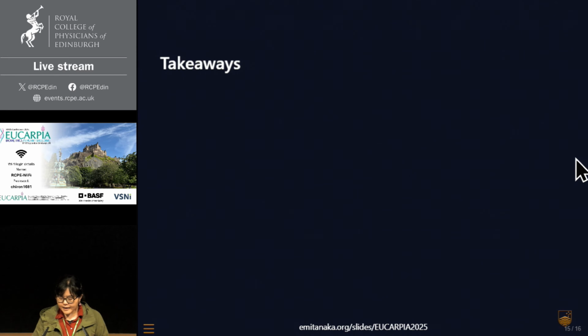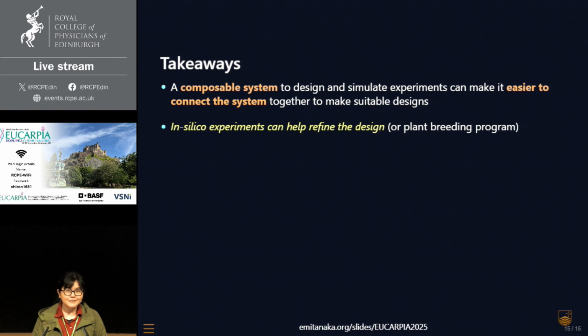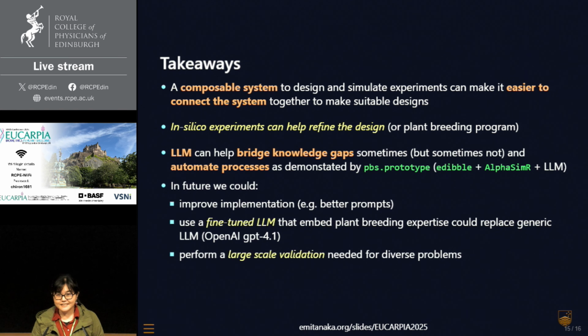So key takeaway, and I might be running out of time, so just very briefly, first of all, composable system, I think it's a good idea. In silico experiments, to refine your design or breeding program, good. And then lastly, large language model, it's okay. It's got potential, but definitely there's a lot more work to do to be able to harness it and use it for really simulation.